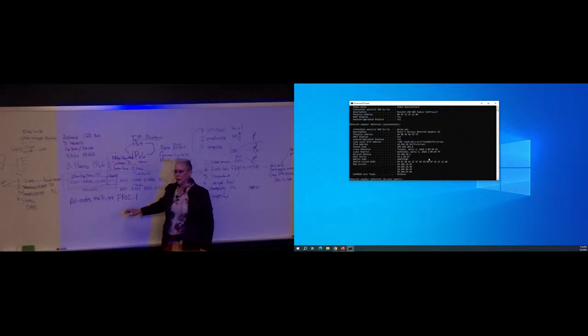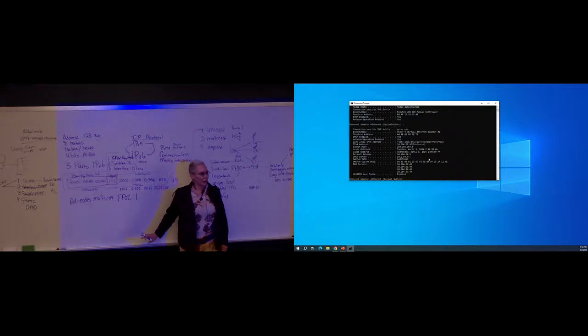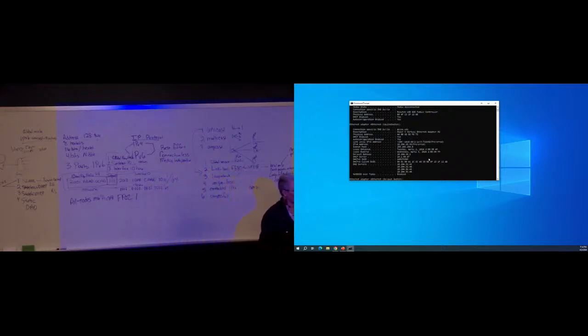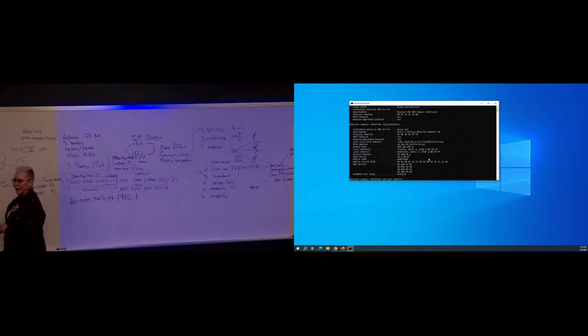FF02::1. Multicast addresses start with FF. What do they start with in IPv4? What does a multicast address start with in IPv4? No, that's the loopback address.